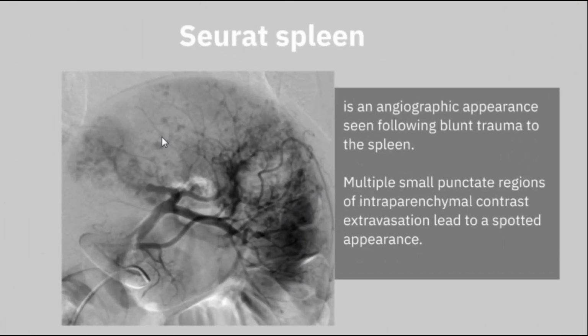Okay, here we can see there is a punctate, spotted appearance. This is spleen, by the way. These all indicate that there is extravasation of the contrast, and so there's a parenchymal injury. Yeah, tiny pseudoaneurysms. Yes, and this has a term, Surratt spleen. So this is a typical feature that can only be found by angiography study.